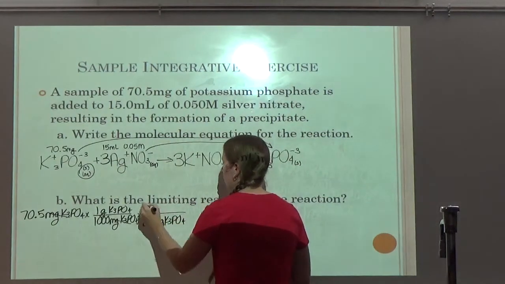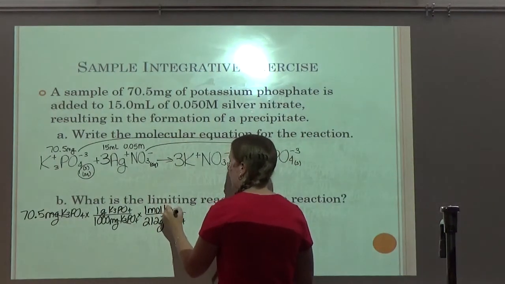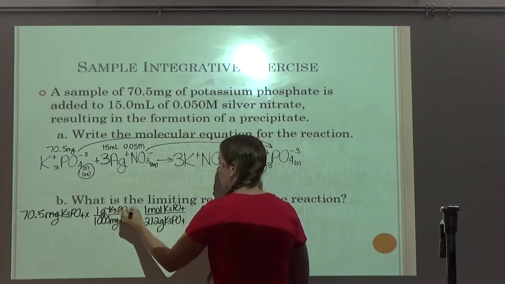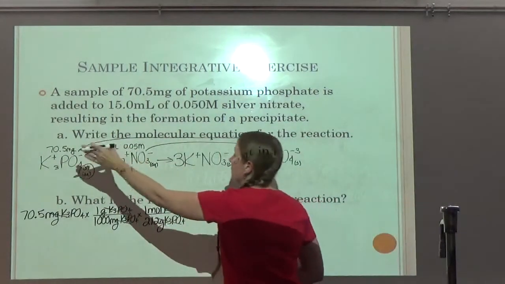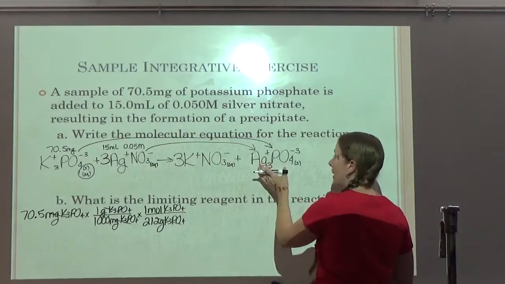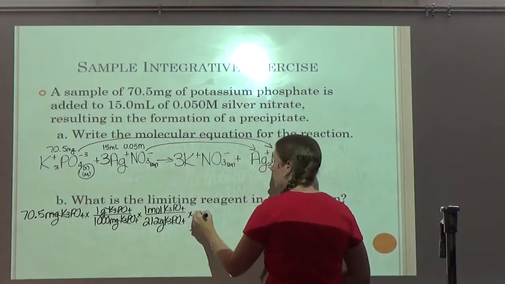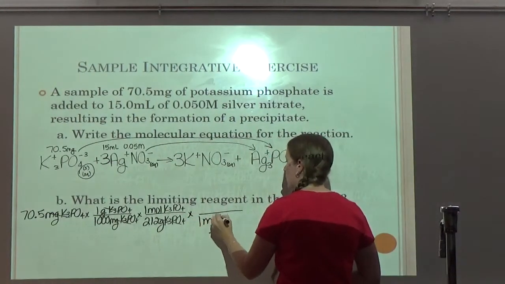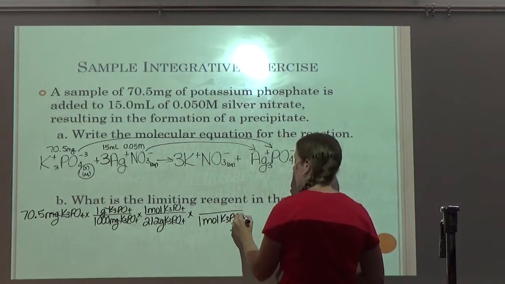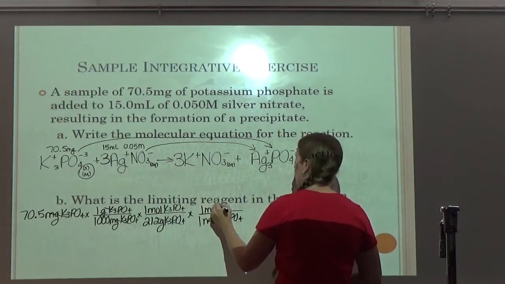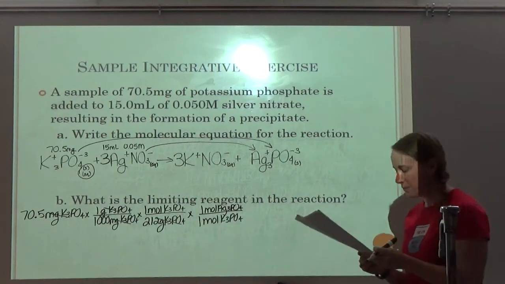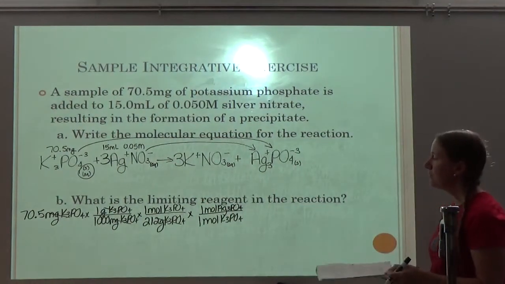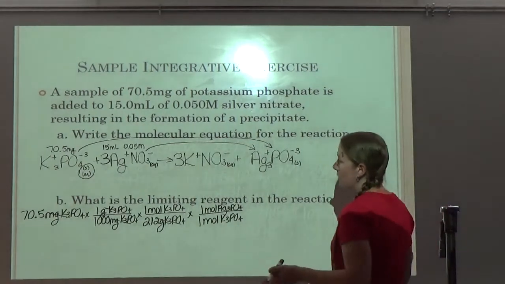And that is 1 mole. So that was just me adding up molar mass. Alright, next I need to get from potassium phosphate to my precipitate. It's a 1-to-1 ratio. So 1 mole of K3PO4 is going to make 1 mole of Ag3PO4. Just like that.